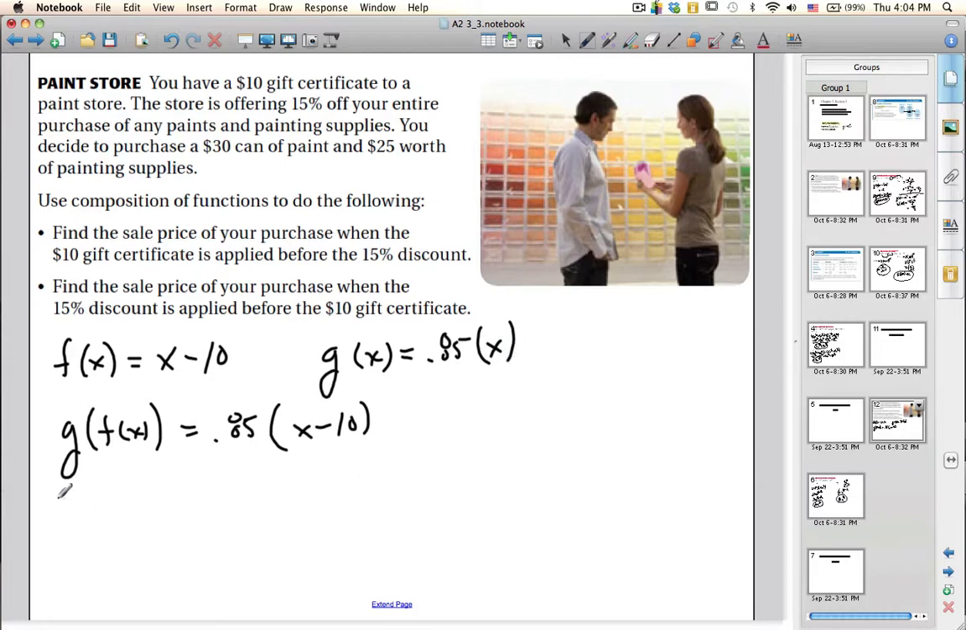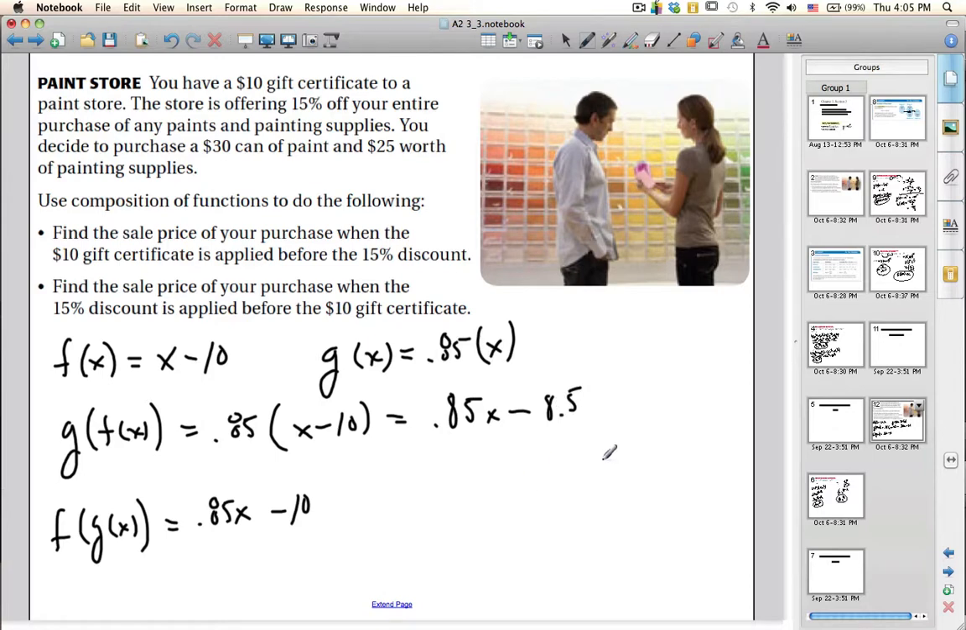Now, if I want to find f of g of x, which would take the 15% discount first and then take $10 off, I'm going to take this g function, 0.85x, and I plug it in place of x. So it's 0.85x minus 10. This one's fully simplified, but if I simplify the other one, I'll get 0.85x minus 10 times 0.85 is 8.5.